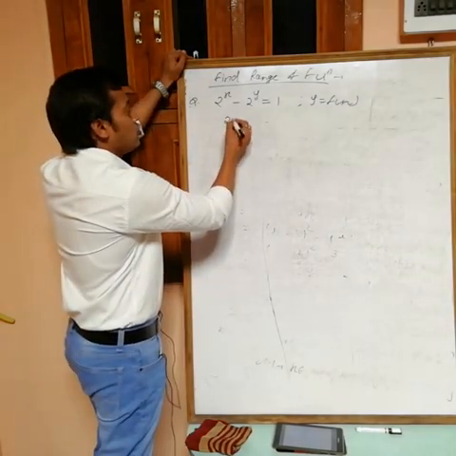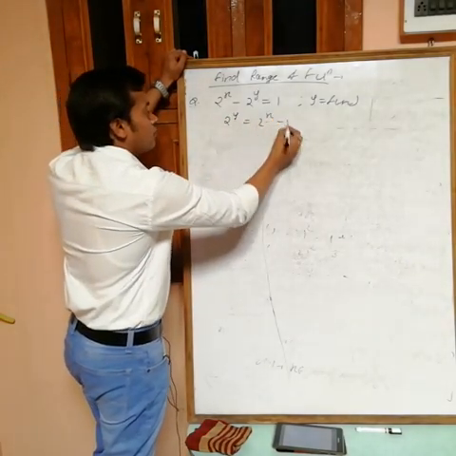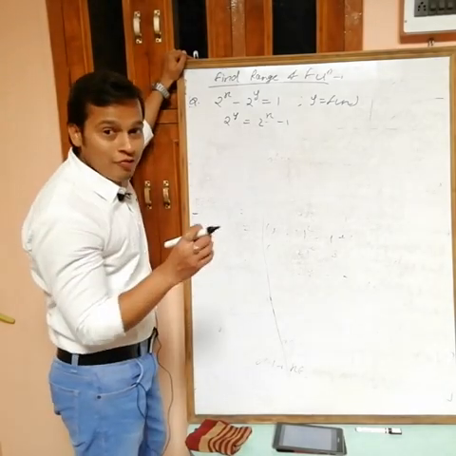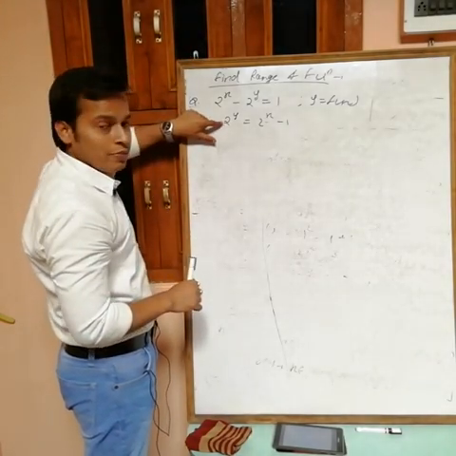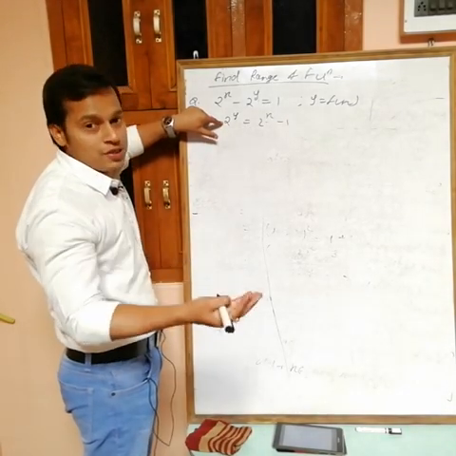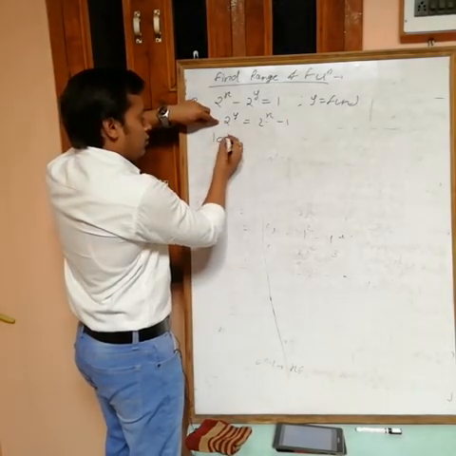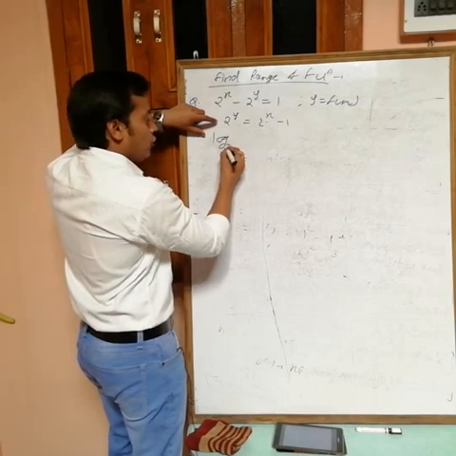So first I am finding 2 power y is equal to 2 power x minus 1. But we want the value of y, so take the logarithm. Here the base is 2, so take log with base 2. I am taking log with base 2.